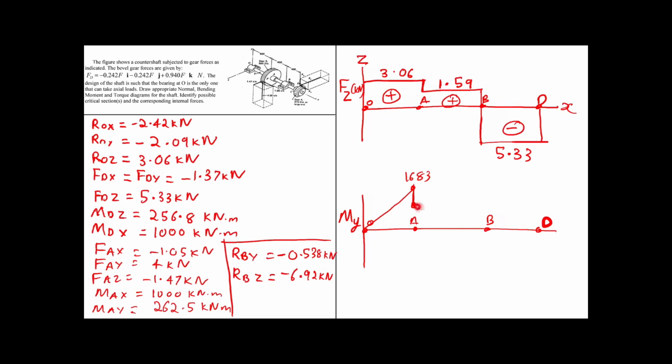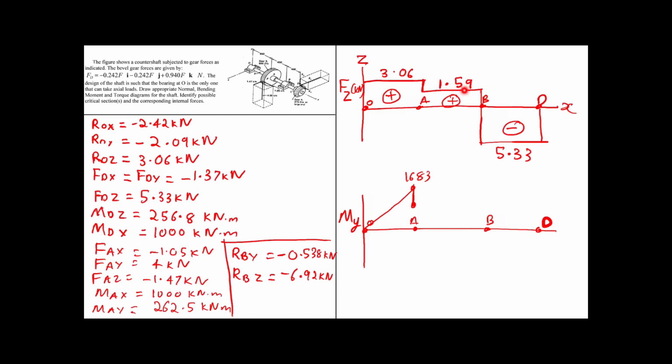Okay. So if there is an external moment applied, you will draw the initial point and then you will draw either upward or downward depending on the direction of the external moment. So that is where it ends at point A. The point A has a maximum value of 1683, but with the external moment applied, it will be lower by 262.5.